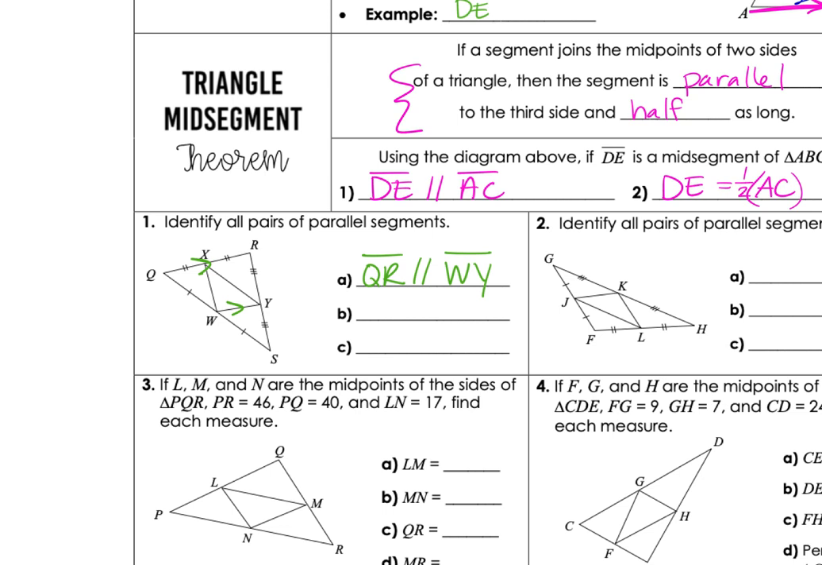Okay, you could have said XY and QS. You could have said XW and RS. Lots of parallels there, okay?